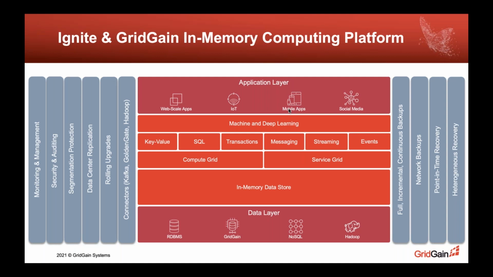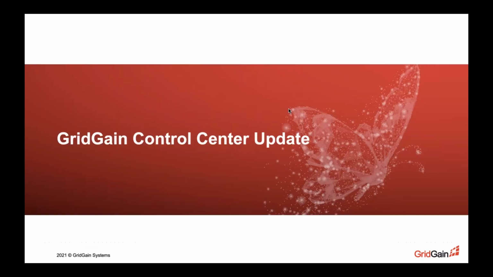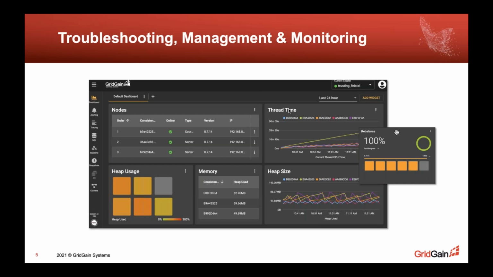So that's just the basics of the platform. You've probably attended some of our other sessions introducing Ignite, so you probably have some understanding of what Ignite does. So let's drill down now into the tools. GridGain Control Center is our current troubleshooting, management, and monitoring tool for Apache Ignite and GridGain. It was launched in mid-2020, around the June, July timeframe.